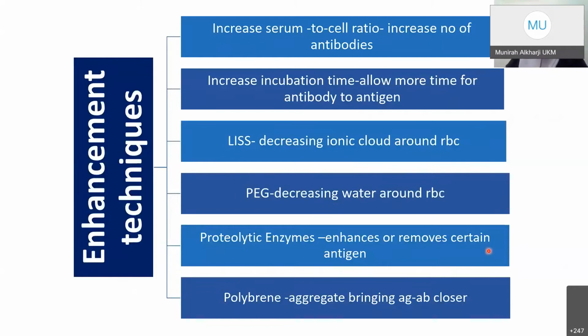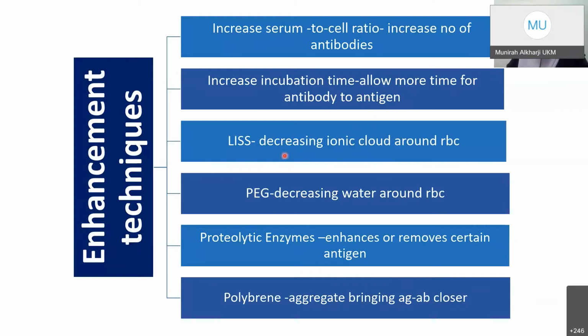So, beside the method I explained before, we also can modify the cell or the serum of the samples. First, we can increase the serum to cell ratio in order to increase the number of antibodies. Sometimes the antibody titer is very low, so to increase the reaction, we can increase the serum to cell ratio. At the same time, we also can increase the incubation time. This can allow more time for antibody and antigen to sensitize.